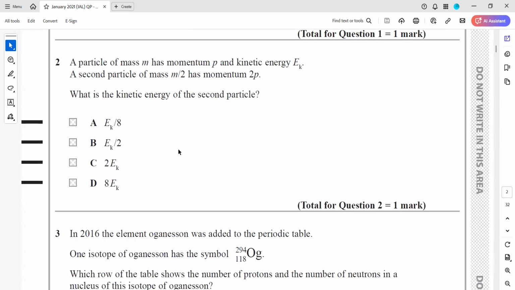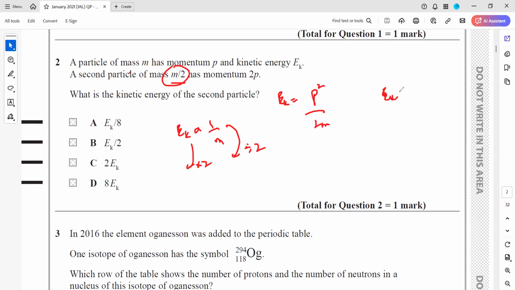A particle of mass m has a momentum of p and kinetic energy Ek. A second particle has a mass m/2. The relation between them is that the kinetic energy is equal to p squared over 2m. According to this formula, the kinetic energy is inversely proportional to mass. So the mass is half. If the mass is divided by 2, what happens to kinetic energy? It will be multiplied by 2 because of the inverse relation.